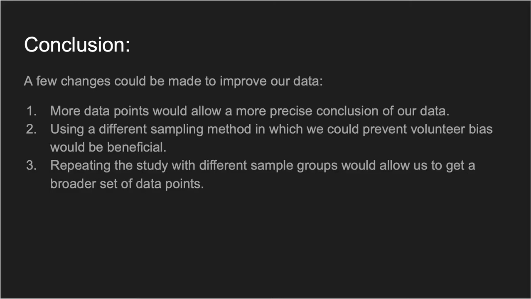First one, we could use more data points, which would allow for a more precise conclusion of our data. Using a different sampling method in which we could prevent volunteer bias would also be beneficial. And then repeating the study with different sample groups would allow us to get a broader set of data points.